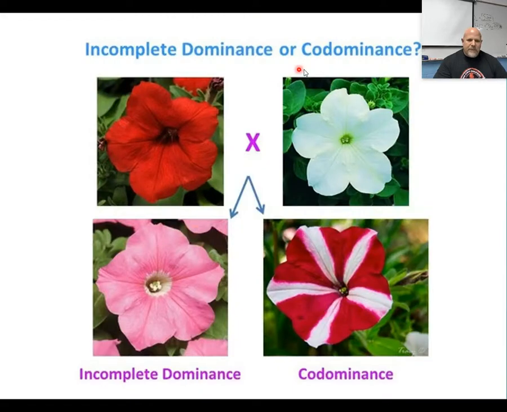So the difference between those two: incomplete dominance means we get the blend, red and white makes pink, and codominance means we get both of the traits in the offspring. So we get the red trait and the white trait in the offspring.